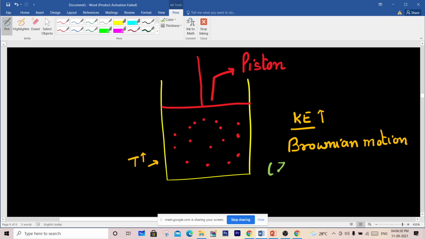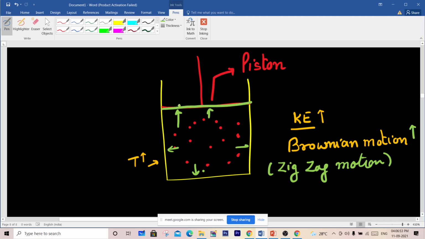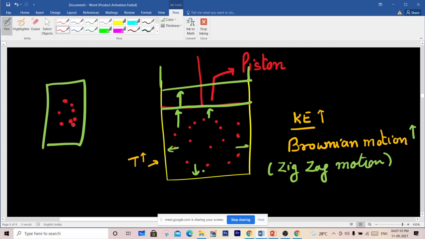Yeah, zigzag motion. This motion will increase and it'll push the piston, it'll push all the walls with more force. This piston is movable, so the piston will move up. You got it now? But a cylinder that you have in your kitchen does not have a movable piston. Its volume is fixed. And there's a gas inside.